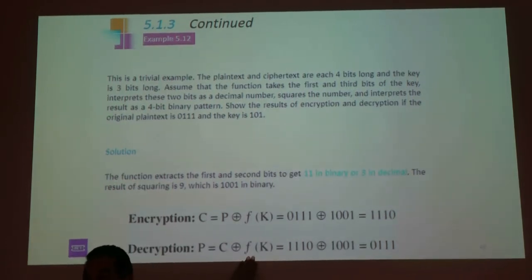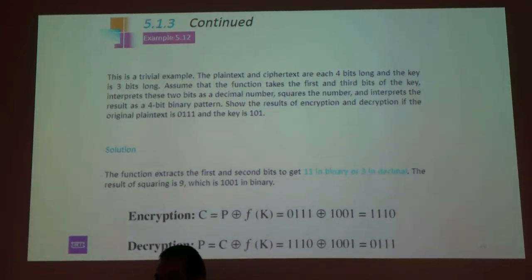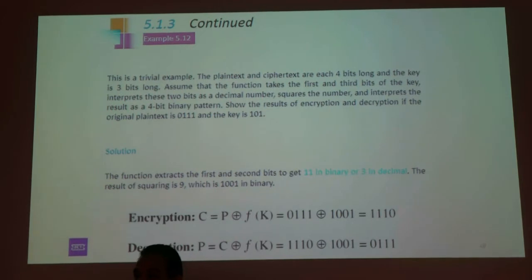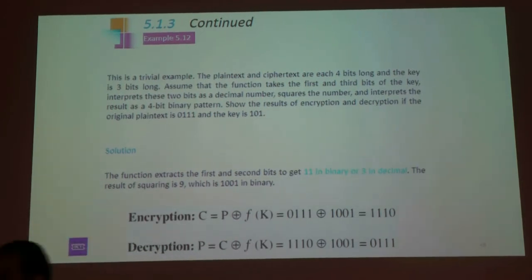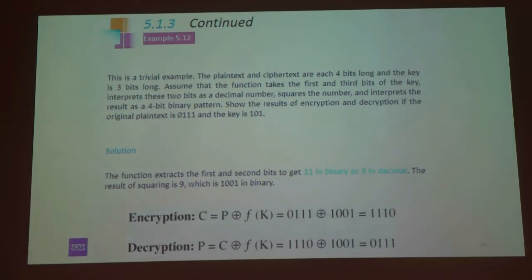XOR it with the function of the key. Give me back what? The plain text. All right. So XOR, is it self-invertible or not self-invertible? Yes. Also, when you talk about the function, it could be a complex operation, not only something simple like squaring. It could be a very complex operation, a sequence of operations, as long as you apply them.